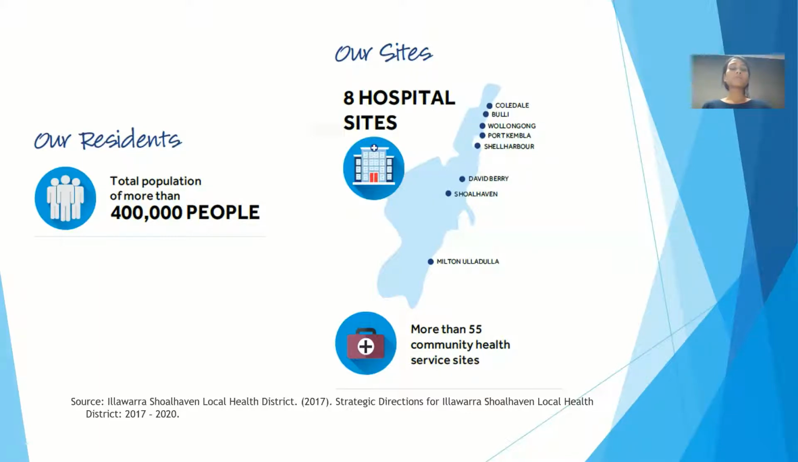There are various social determinants of health for Illawarra Shoalhaven people to discuss in this environmental scan, which include education and unemployment. This district includes 8 hospitals and more than 55 community health services where they are providing the services. If we are talking about a strategy, then there are two types of strategies.